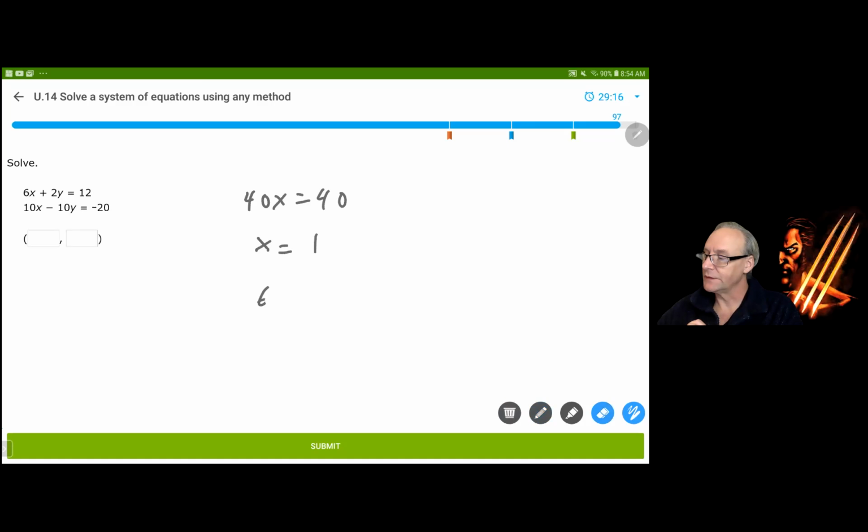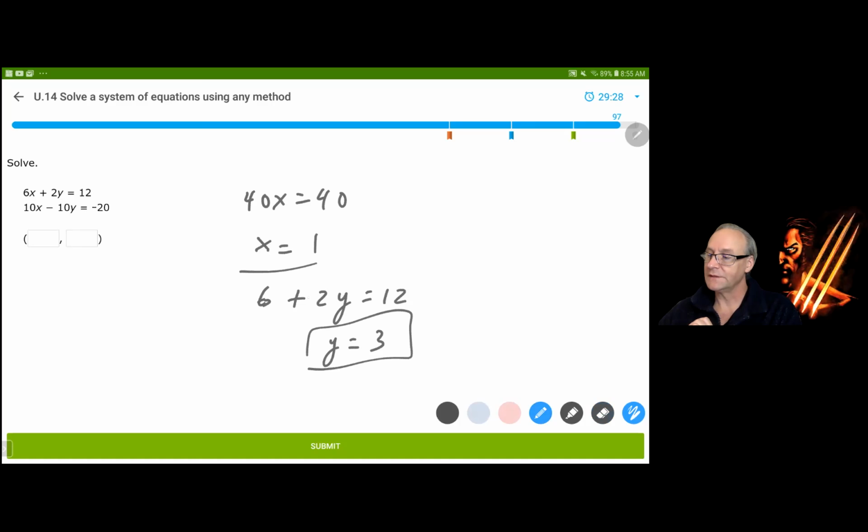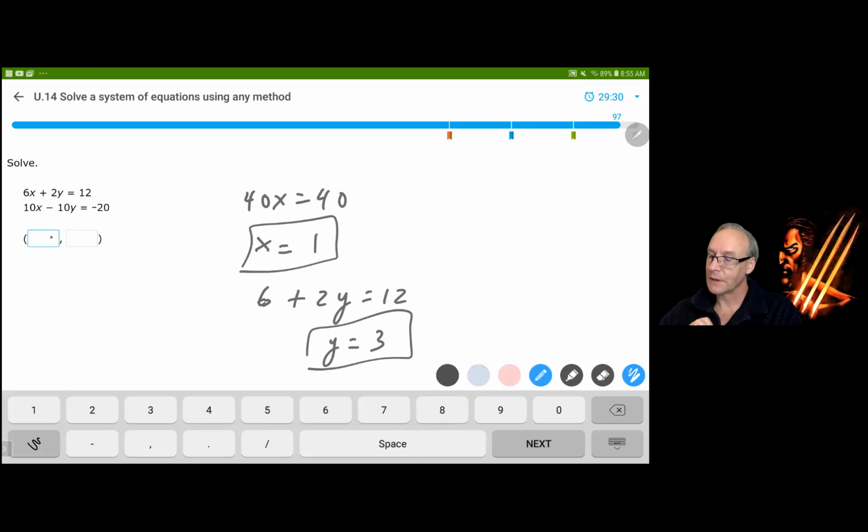6. I'm doing the top equation. 6 plus 2y. I wanted to skip steps again. I'm going to skip 2 steps. I'm going to subtract 6 and divide by 2. I'm going to get y equals 3. So 1, 3 seems to be my solution. 1, 3. And 10 minus 30 is -20. Easy cheesy.